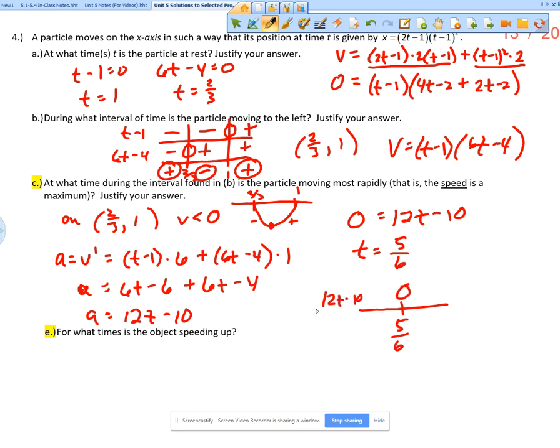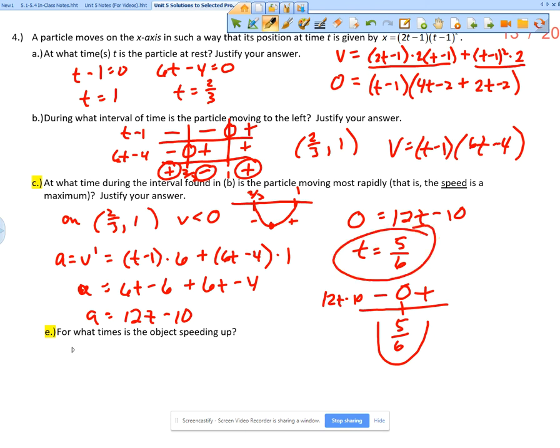So 12t minus 10, right? A number to the left like 0, 12 times 0 minus 10 is negative, and a number to the right like 1, 12 times 1 minus 10 is positive. So velocity does indeed achieve a minimum at 5/6, which means that speed is a maximum. So at what time in the interval found in B is the particle moving most rapidly? That would be t equals 5/6.